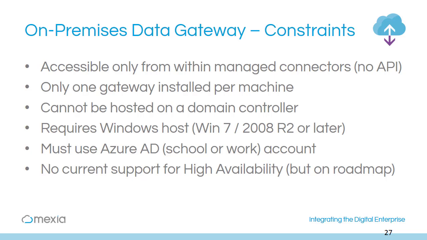You can only install one gateway per machine, and that can't be a domain controller. There are some restrictions to the accounts that you can use, and at the moment there's no support for high availability, but that is on the roadmap, so eventually we'll see that come.